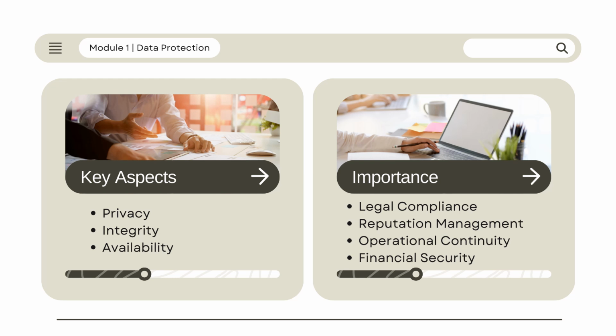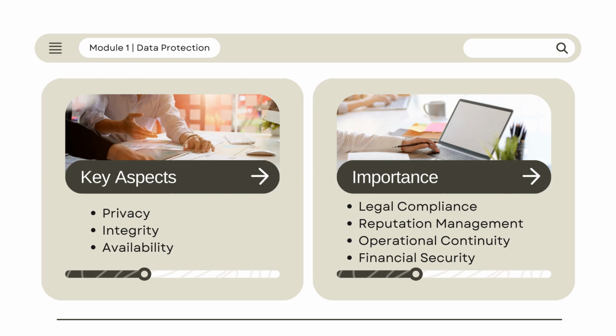Data protection has three key aspects. Number one, privacy. It ensures that the data is only accessible to authorized individuals. Number two, its integrity. It maintains the accuracy and completeness of the data. And the third one is availability. It ensures that data can be accessed by authorized users when needed.